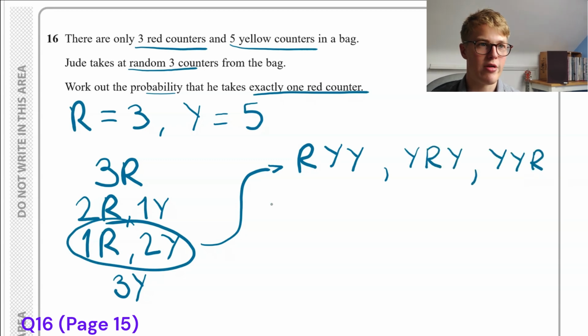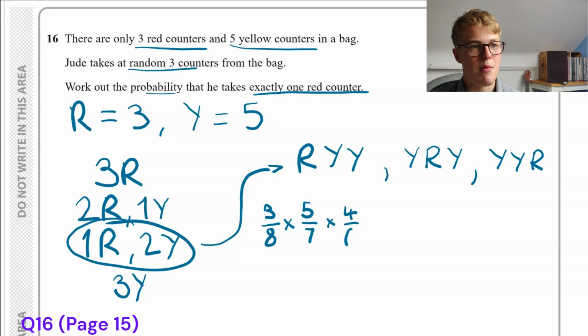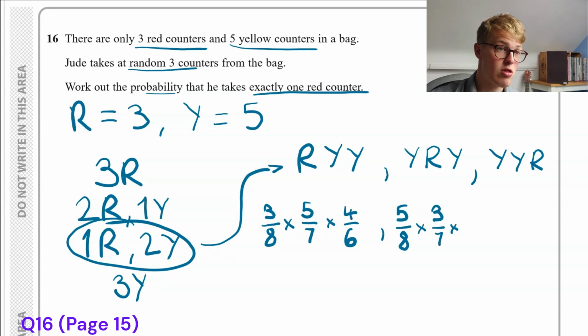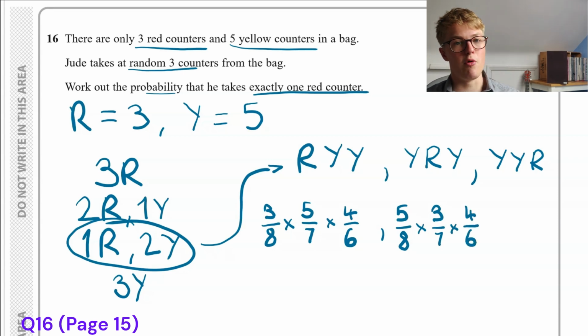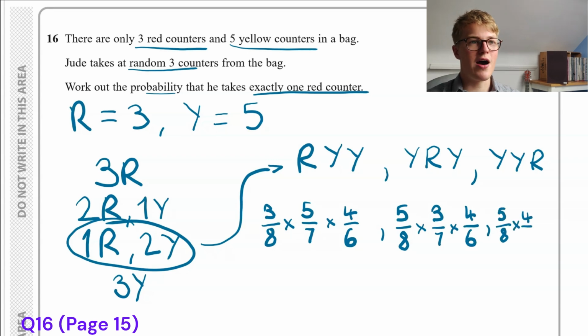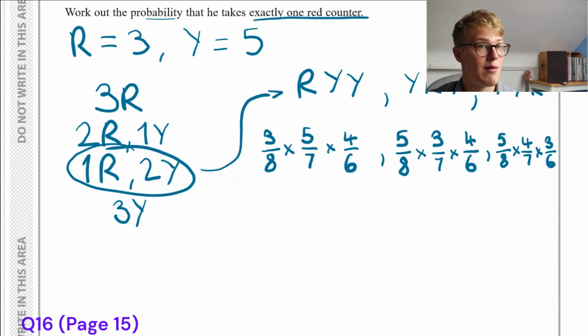There's 3 ways you can do this: red, yellow, yellow, yellow, red, yellow, or yellow, yellow, red. So this is the order in which you take them out. When we look at these, we can see that if we go red, yellow, yellow, we have 3/8 probability of taking a red, then 5/7 probability of getting a yellow, because they've removed 1 counter and there's still 5 yellows left, and then 4/6 as the final yellow. Then for the rest, we have 5/8 times 3/7 times 4/6, and 5/8 times 4/7 times 3/6.